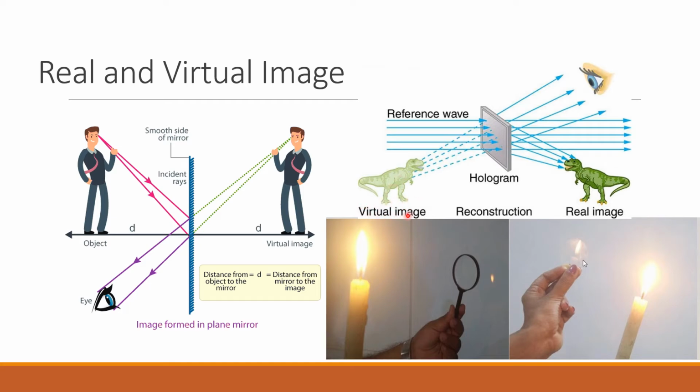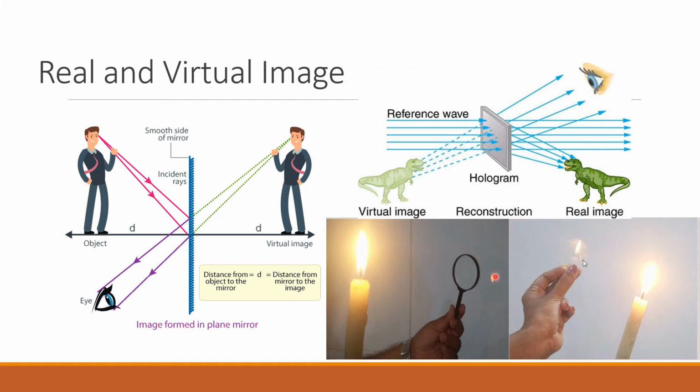Fine, so let's take one more example. Suppose this is your candle. Now suppose I keep a lens in front of this candle. Now this lens forms a real image on the screen. As you can see here, what this lens is doing, this lens is forming the real image of this candle on the screen.